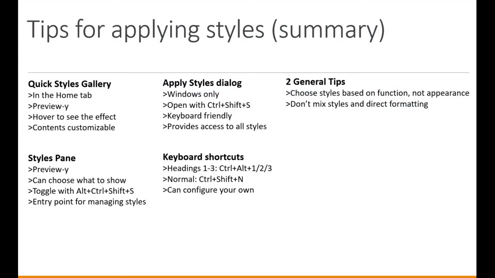Here's a slide that summarizes everything I talked about. It's not a very good slide, but it's a pretty good summary. So how do you apply styles? You can use the Quick Styles Gallery. You can use the Styles pane. You can use the Apply Styles dialog box. And you can use keyboard shortcuts, whether built-in ones or ones that you create yourself. And then I have these two general tips. That you should always choose a style based on what the formatting function is, not on what it looks like. And you shouldn't mix styles and direct formatting.